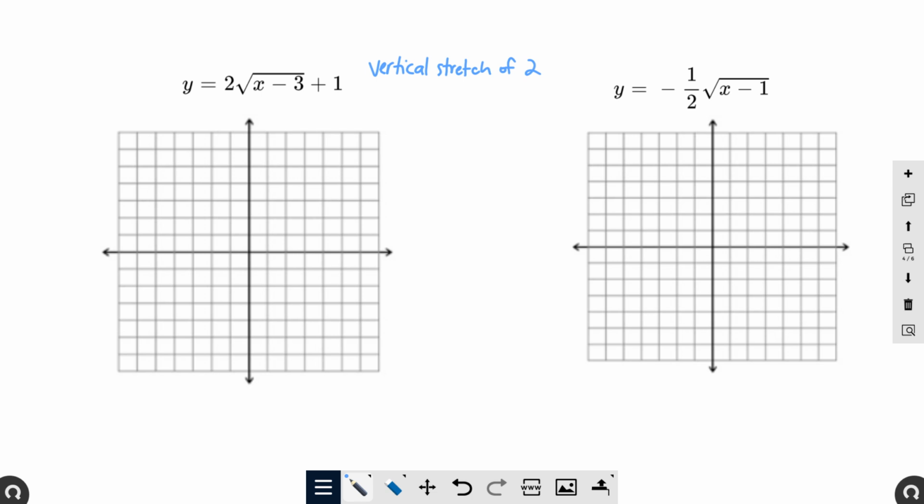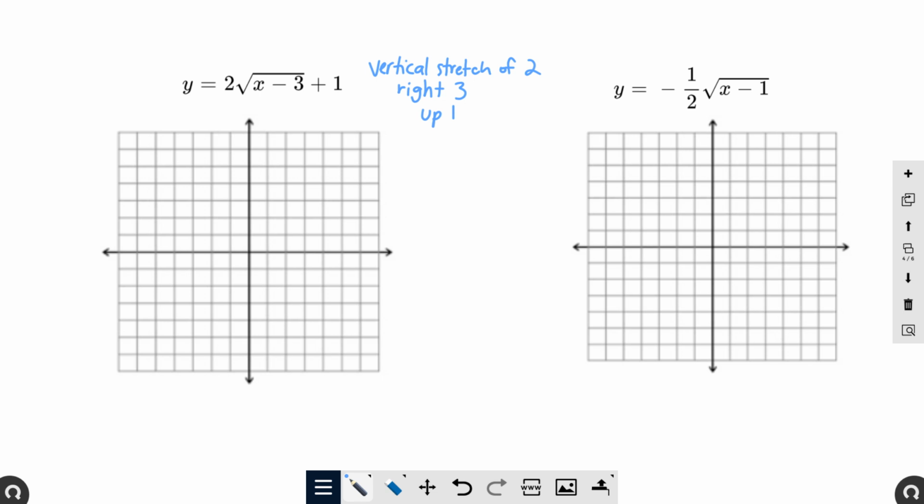Now, after that 2, we have a square root, and inside the square root is x minus 3, which means it moves right 3. Then we have a plus 1, which makes it move up 1. So describe all of those numbers. So there are 3 different numbers in there, the 2, the 3, and the 1, and there's the description. Now, let's make our graph.